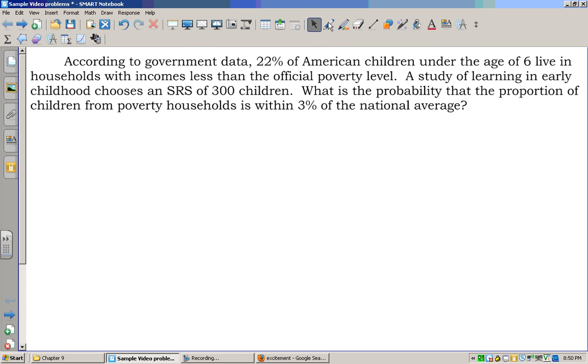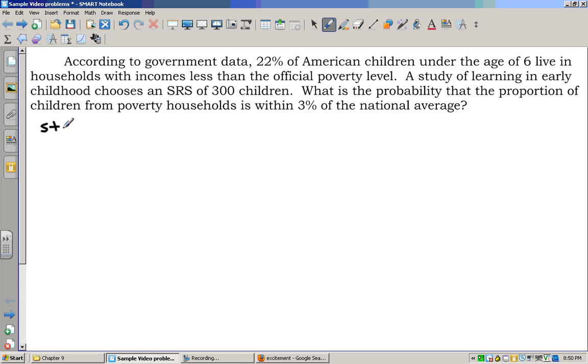Okay, so hopefully you're back. You did it on your own, and you're ready to check and see how you did. So first off, reading the problem. It says, according to government data, 22% of American children under the age of 6 live in households with incomes of less than the official poverty level. A study of learning in early childhood chooses a simple random sample of 300 kids. What's the probability the proportion of children from poverty households is within 3% of the national average?